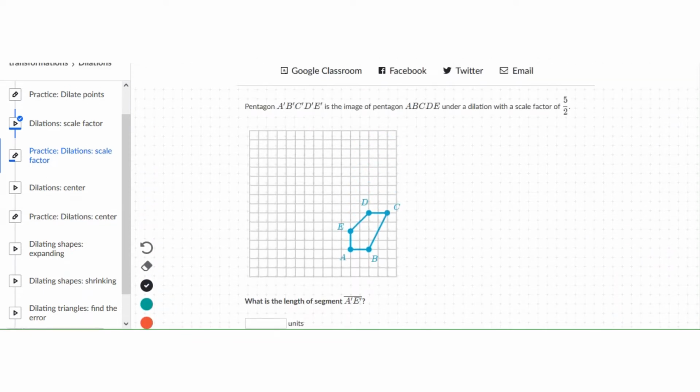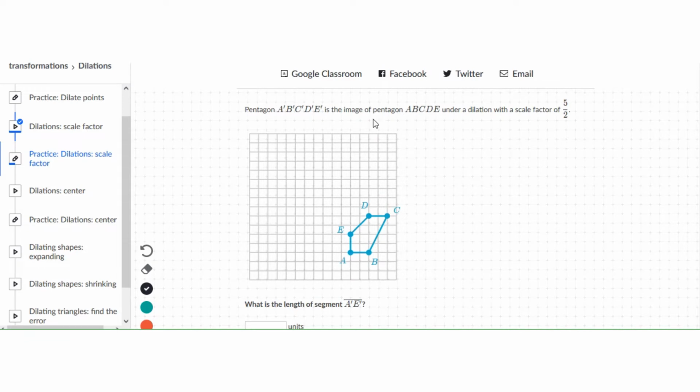Let's have a look at the next question. So this pentagon A prime, B prime, C prime is the image of the pentagon ABC under a dilation with a scale factor of 5 by 2. So you have to tell what is the length of A prime, B prime. So very easy question. We will use the concept of scale factor. Scale factor is image. So that means A prime, E prime divided by its corresponding side. So that will be AE.